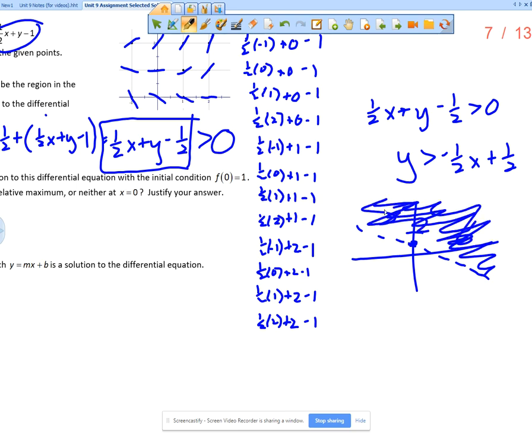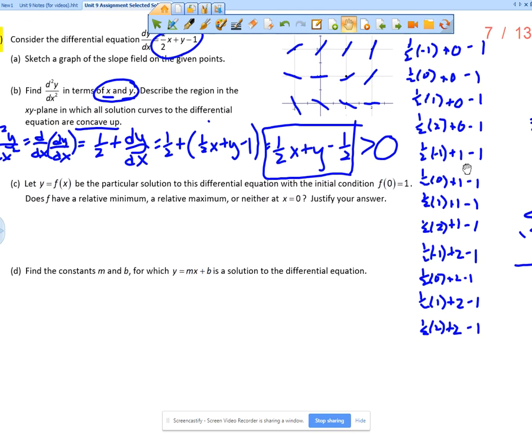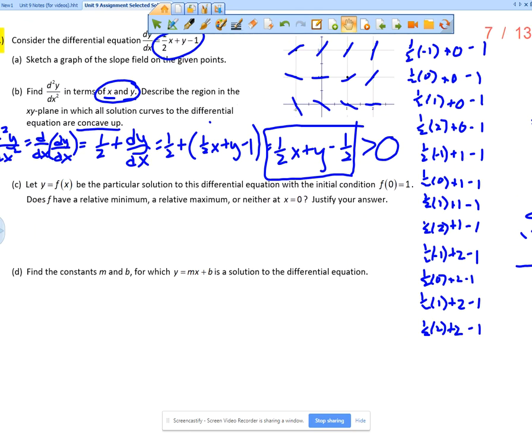So what does that mean? That means that if I go back to the question, okay, describe the region, right? So we would say all points above y equals negative 1/2 x plus 1/2 would have solution curves that are concave up. All right, but what about C then?